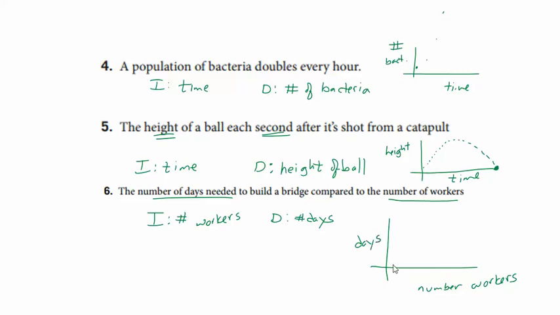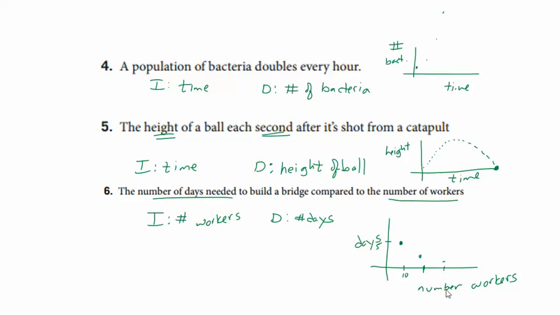Okay, so if I have more workers, is it going to take more days or less days? Does that make sense? So let's say I have a certain number of workers and it takes a certain number of days, whatever that is. You just make it up. Let's say I have 10 workers, and if I have 10 workers, it takes me 5 days. Great. What if I have more workers? Is that going to take less days or more days? It should take less days, right? If you have more workers, it should take less days because you can get it done faster.